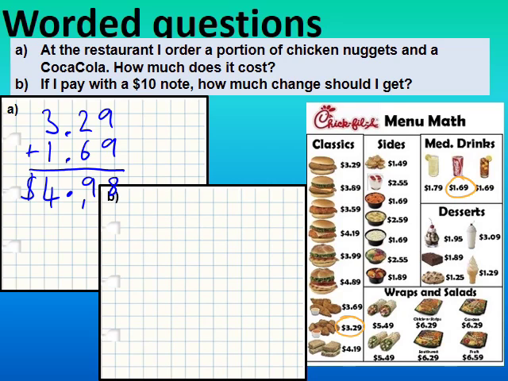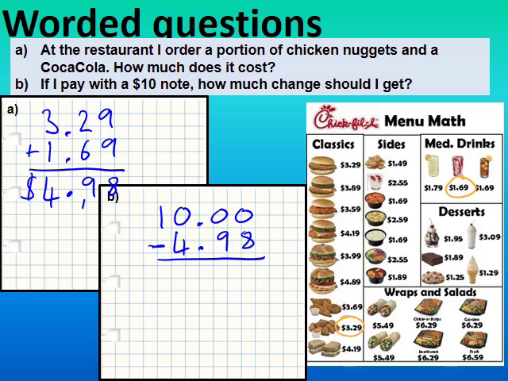Now, part B says, if I pay with a $10 note, how much change should I get? So this time we need to notice we're doing a subtraction question. So I'm paying with $10. So that's going to be 10.00. And the price of my chicken nuggets and cola was $4.98. Make sure the decimal points line up. $4.98. And then we can do our calculation. And we're taking away this time.